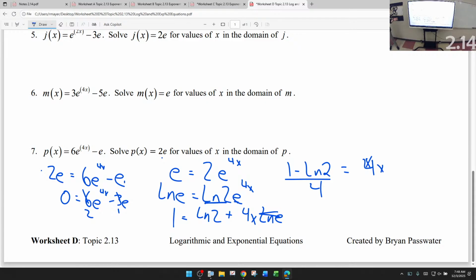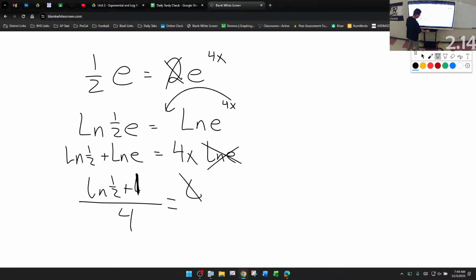And to me, that's a little bit cleaner than the other one, but either one of them is going to be acceptable. But at any time, if they see a natural log of e, they know you didn't simplify it. Just like if you saw the natural log of 2, you didn't simplify it. And so that's why I can't divide that by 4, because that's not simplified.